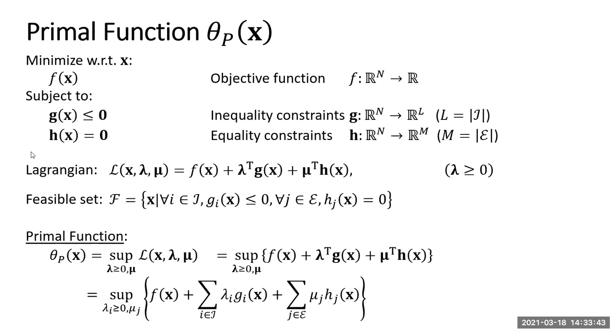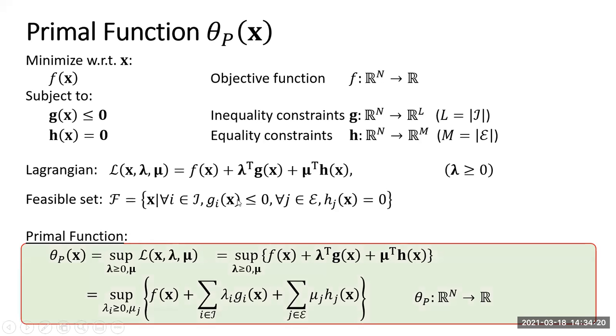And how do we construct the primal function? We simply maximize, take the supremum with respect to the dual variable. So we are eliminating the dual variables, lambda and mu, by taking the maximum. And then it becomes simply a function of x. So that's theta p of x. So it's a mapping from n dimensions, x is n dimensional, to one dimension. Okay, so this is the primal function.